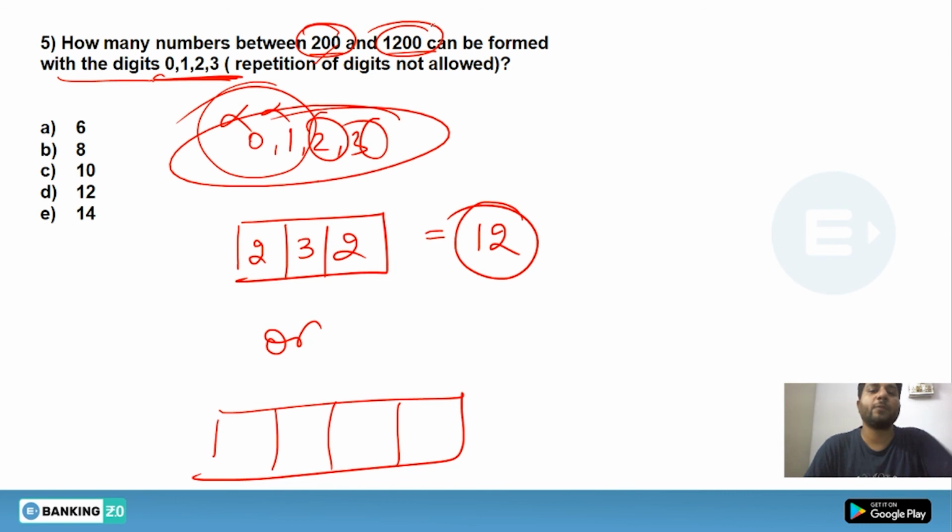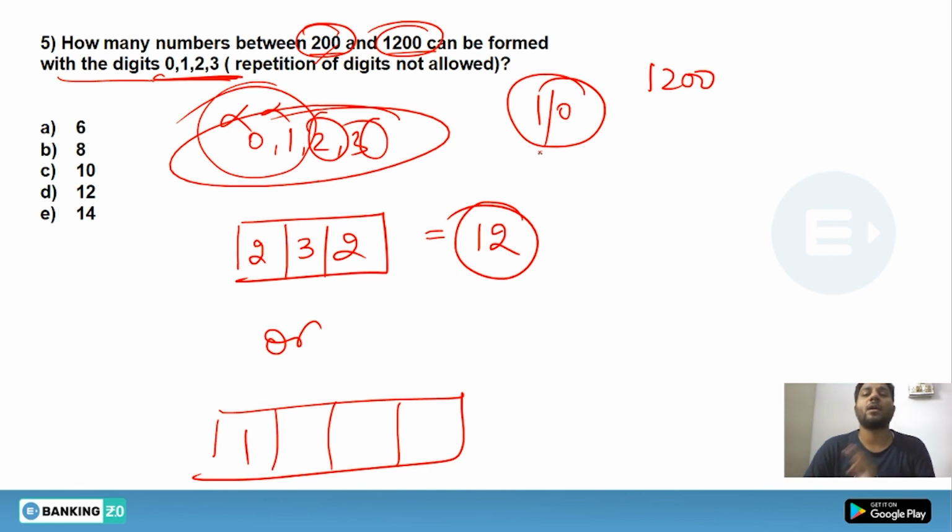But what will happen when your limit has to be within 1200? Then the first digit will be fixed with one number, so the possibility will also be 1. Then you might again say that there could be 2 possibilities, because either 1 will come or 0 will come. There you are wrong, because you have already used 1 as a number. Now you cannot use it, because repetition is not allowed. So only 0 will be available, because if you put 2 here or 3 here, that won't match, because the number has to be between 200 and 1200.